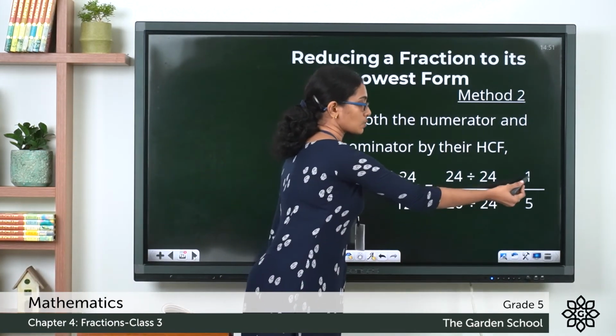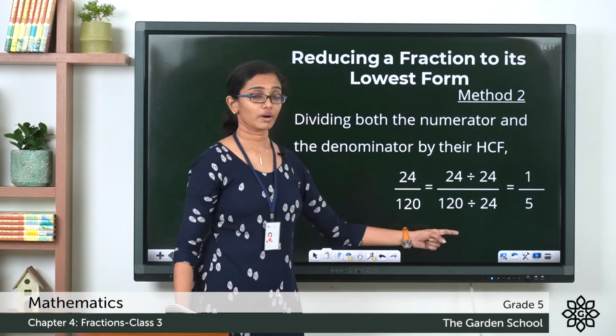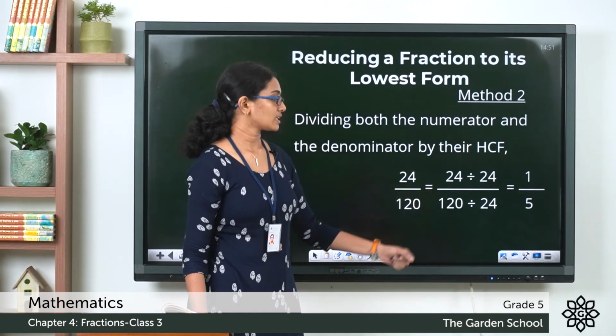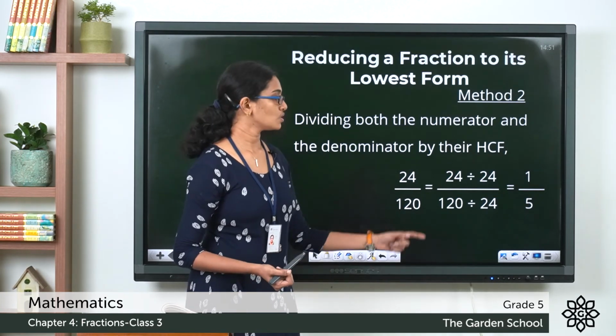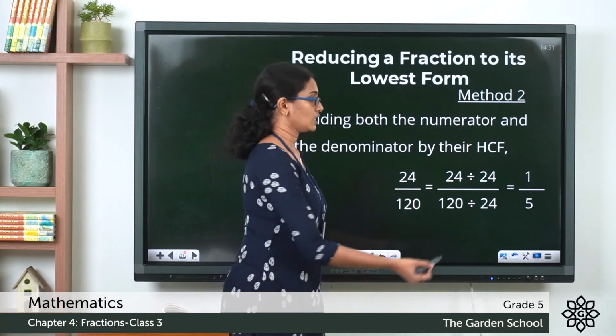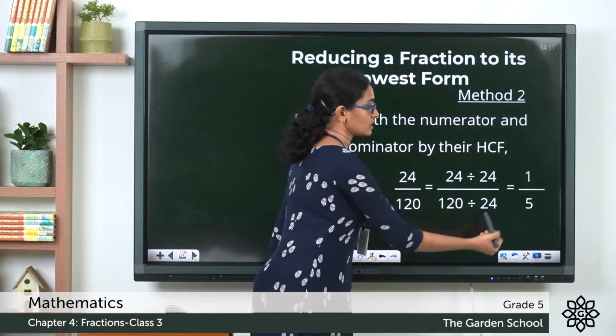24 by 24 is 1. How many 24s will go in 120? 24 ones are 24, 24 twos are 48, 24 threes are 72, 24 fours are 96, and 24 fives are 120. So 120 divided by 24 is 5.